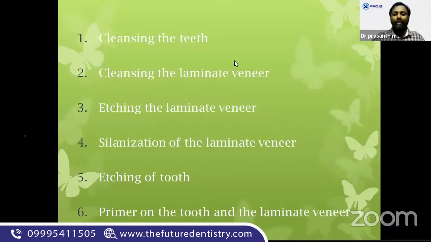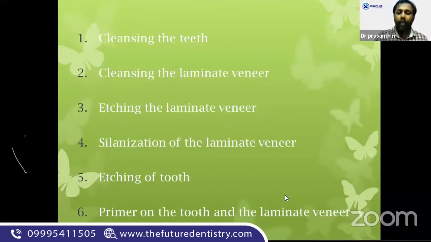37% phosphoric acid. Now, this cannot etch ceramic. This cannot etch the porcelain. Ceramic and porcelain are the same, so don't get confused when I use the terms porcelain and ceramic in between. Understood? So what can be used to etch laminate veneers, the ceramic or the porcelain? We cannot use phosphoric acid.